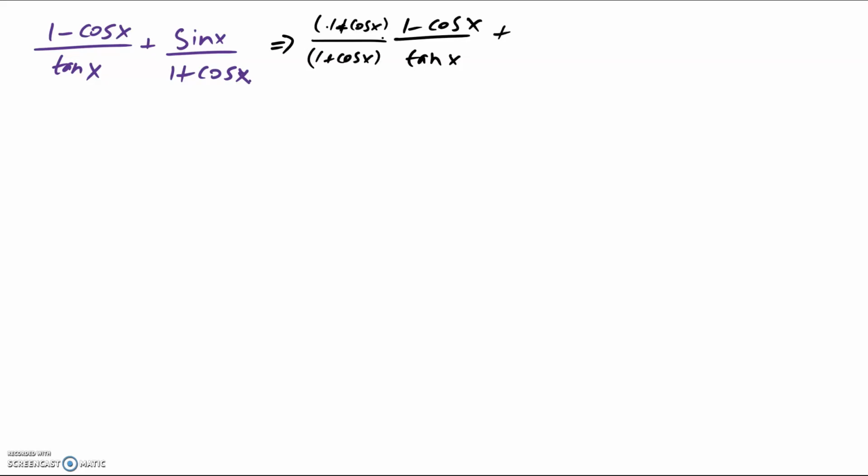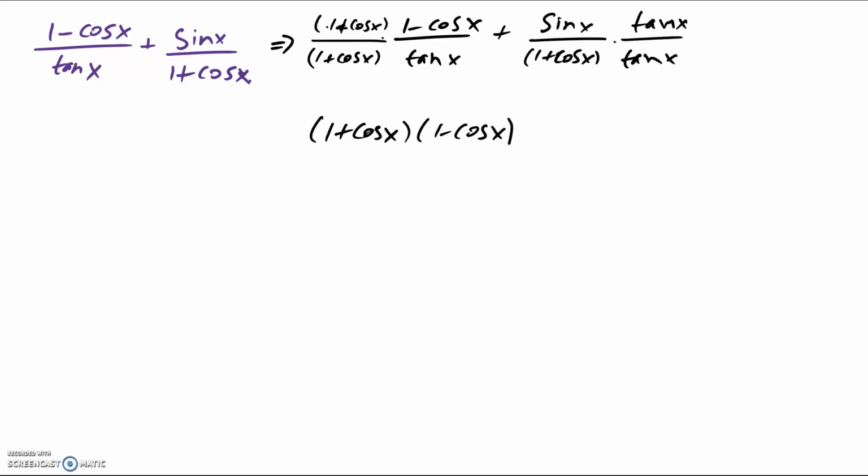Second term, I will multiply with the first denominator, so it's going to be sin x over 1 plus cos x multiplied by tan x over tan x. Now we have the same denominators, we will combine them, and it's going to be 1 plus cos x times 1 minus cos x plus sin x tan x, over 1 plus cos x times tan x.